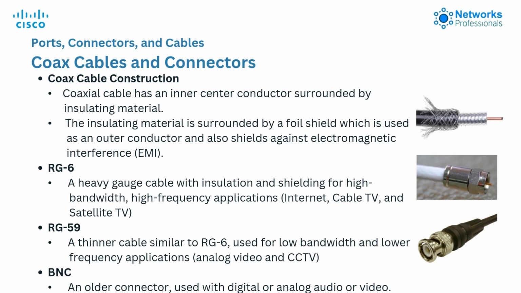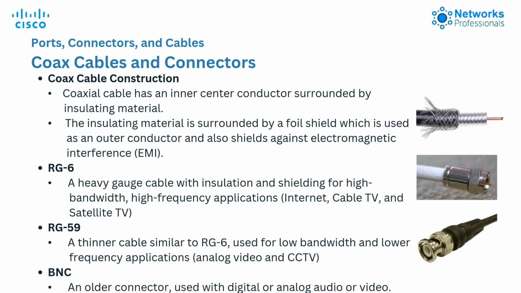Coax cables and connectors. Coax cable construction. Coaxial cable has an inner center conductor surrounded by insulating material. The insulating material is surrounded by a foil shield which is used as an outer conductor and also shields against electromagnetic interference, EMI. RG6. A heavy gauge cable with insulation and shielding for high bandwidth, high frequency applications, internet, cable TV, and satellite TV.